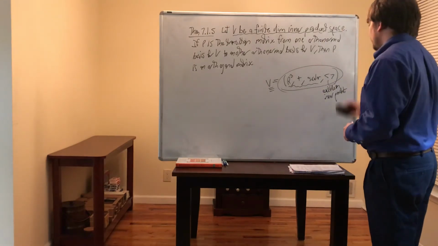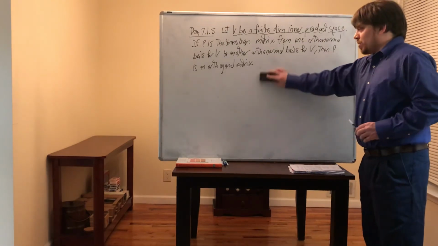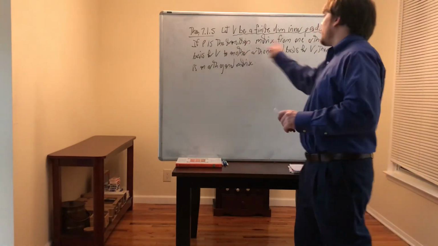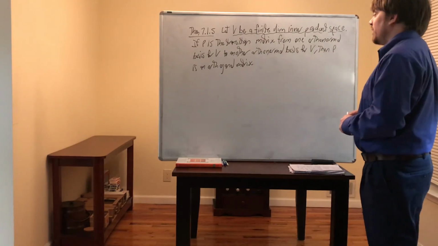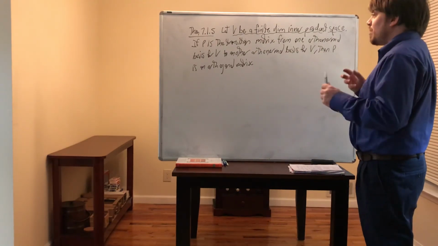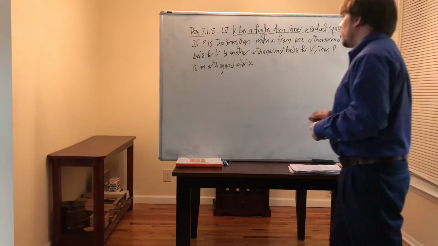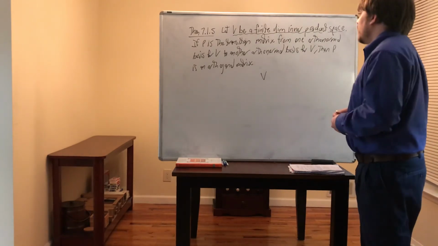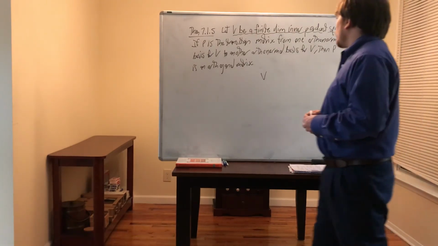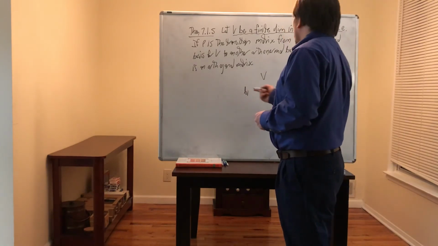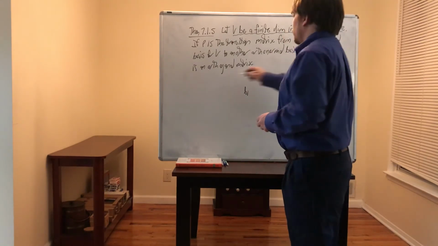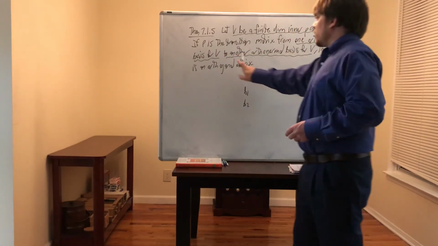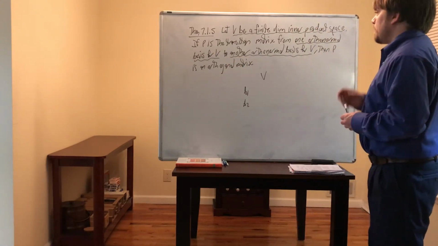Now, V is our finite dimensional inner product space. If P is a transition matrix from one orthonormal basis for V to another orthonormal basis for V, then P is an orthogonal matrix. So what does that mean? Well, V is our finite dimensional inner product space. It's also a vector space. Let's say B1 is one orthonormal basis for V, and B2 is another orthonormal basis for V.